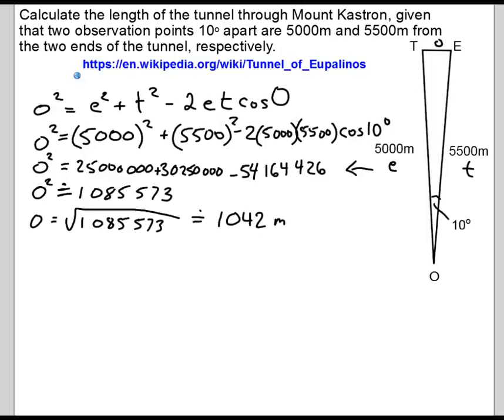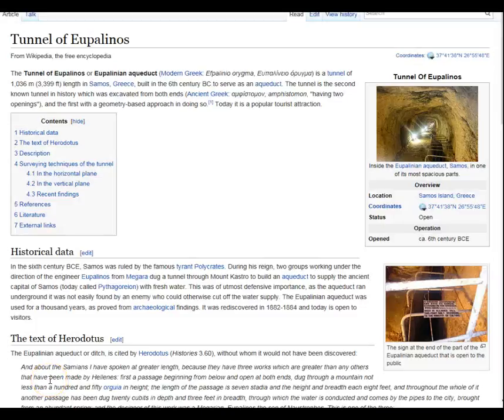Final answer given to the nearest meter is 1,042, so it's a little bit more than a kilometer through the rock. And if we compare that to Wikipedia's summary of that area, we find that our result is pretty much in line with the stated length there as being 1,036 meters in length.